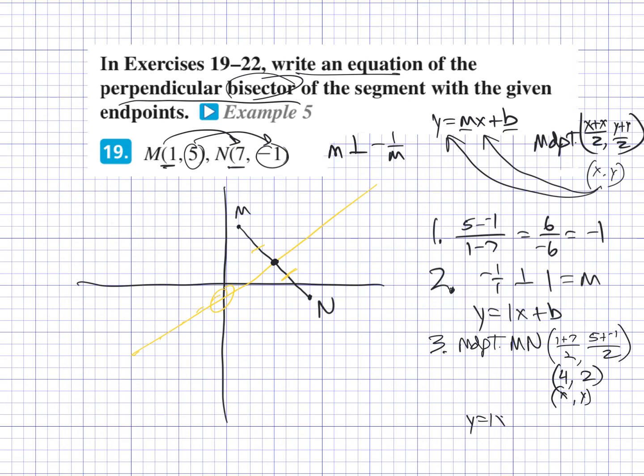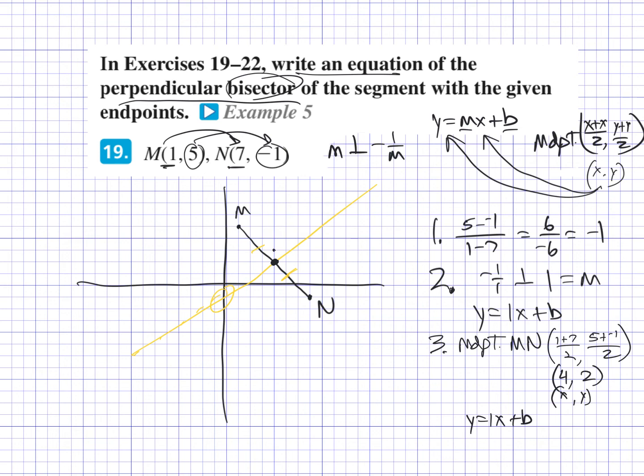y equals 1x plus b. So we substitute the midpoint in, because the midpoint's on our line. Any point that is on our line is going to work for x and y. Now I can draw it. It doesn't say we have to draw any of this stuff. So our new slope is 1.